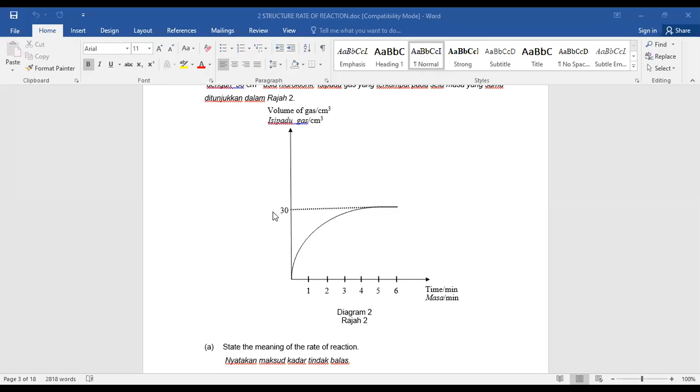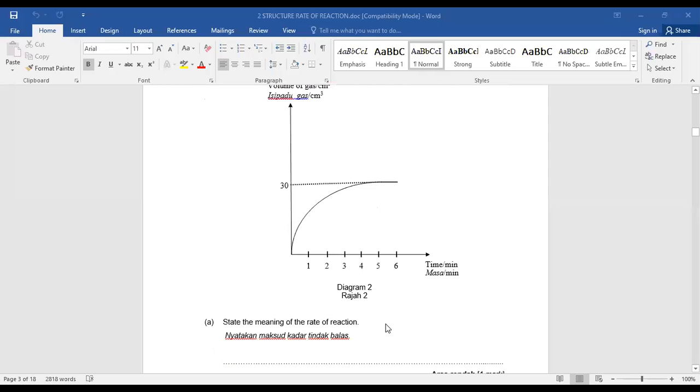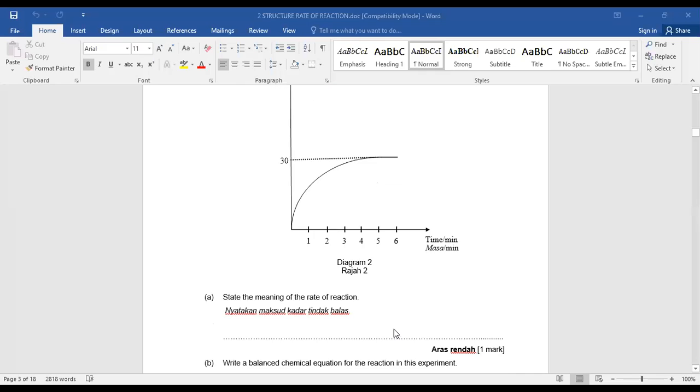And what is the time taken for the reaction to complete? It is actually 5 minutes. Can you see here? The 5 minutes. Okay. Now state the meaning of the rate of reaction. Please check your answer. Rate of reaction is the change of physical quantity of reactant or product per unit of time. I repeat, rate of reaction is the change of physical quantity of reactant or product per unit of time.